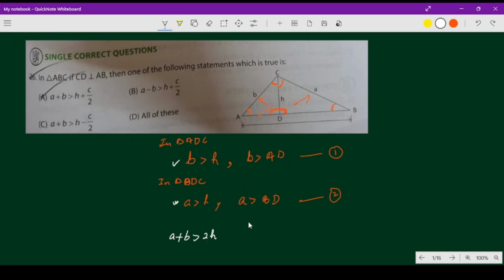And the same way, if we are adding these two as well, then we'll get A plus B is bigger than AD plus BD. As in this question, this AD plus BD is, let's say, C that they have given, but here in the question a printing mistake is there. So once we add AD and DB, which is equal to C, this AD plus BD is C. This is A plus B bigger than C.